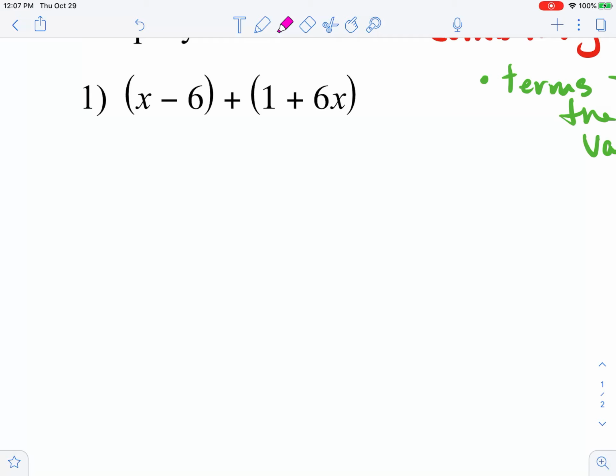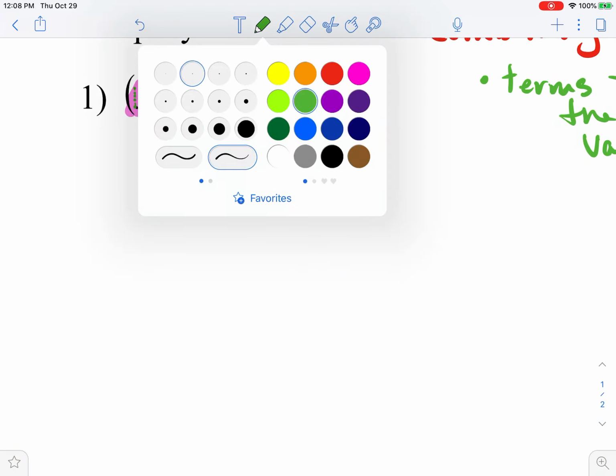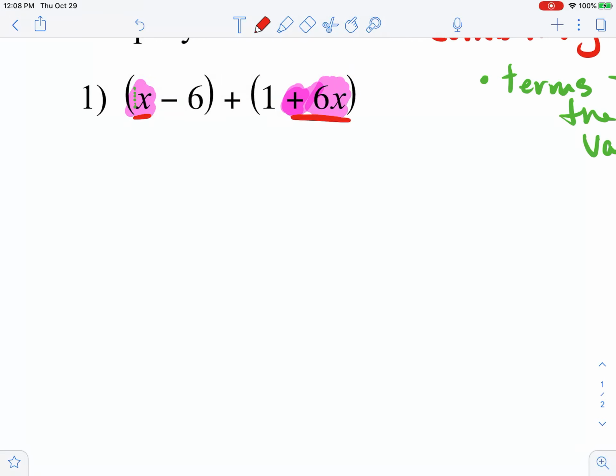So if we look closely at number 1, we see the expression x minus 6 plus 1 plus 6x. You'll notice some of the terms here have an x and some of the terms do not. These are the like terms. So let's start with the terms that do have just x, right? And when I'm highlighting here, I want you to pay close attention to the sign that's in front of the term, because the sign indicates whether or not we're going to be adding or subtracting the terms from one another. So remember, when we have just x, that means 1x. So what is 1x plus 6x? That would be 7x.